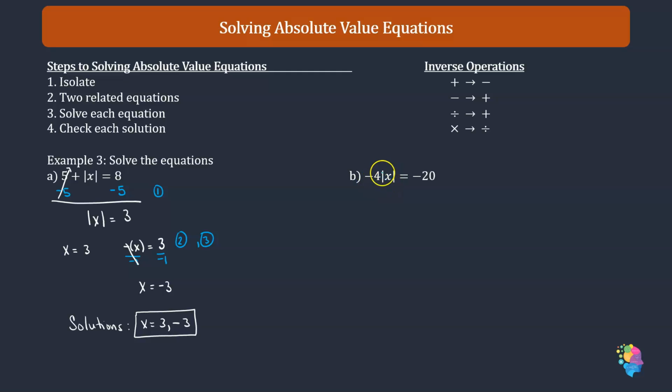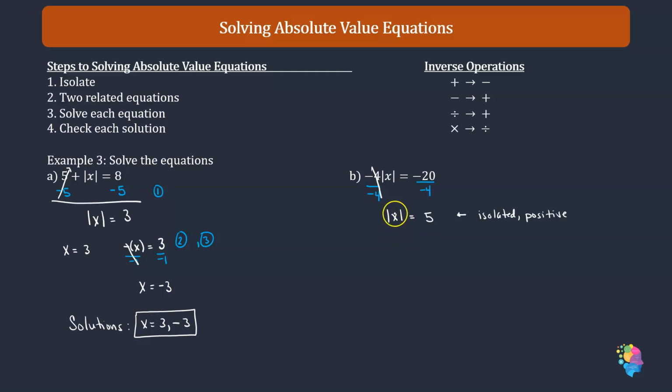So let's isolate the absolute value by dividing by -4 on both sides, since the -4 is multiplying. So now this turns into 1, so that would be just the absolute value of x. And on the right side, look at what happens. -20 divided by -4 is 5. So at this point, when the absolute value has been isolated and the result is a positive number, we are able to determine if we can continue or if it has no solution. Because it's positive, we can continue to step 2 and write the two related equations.